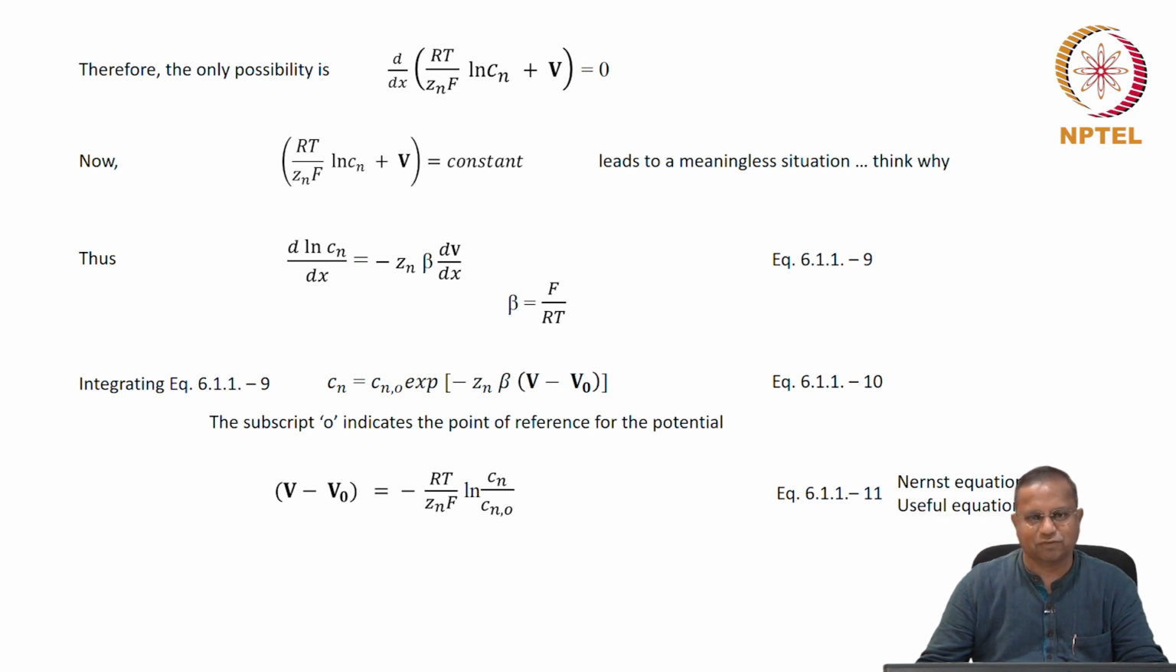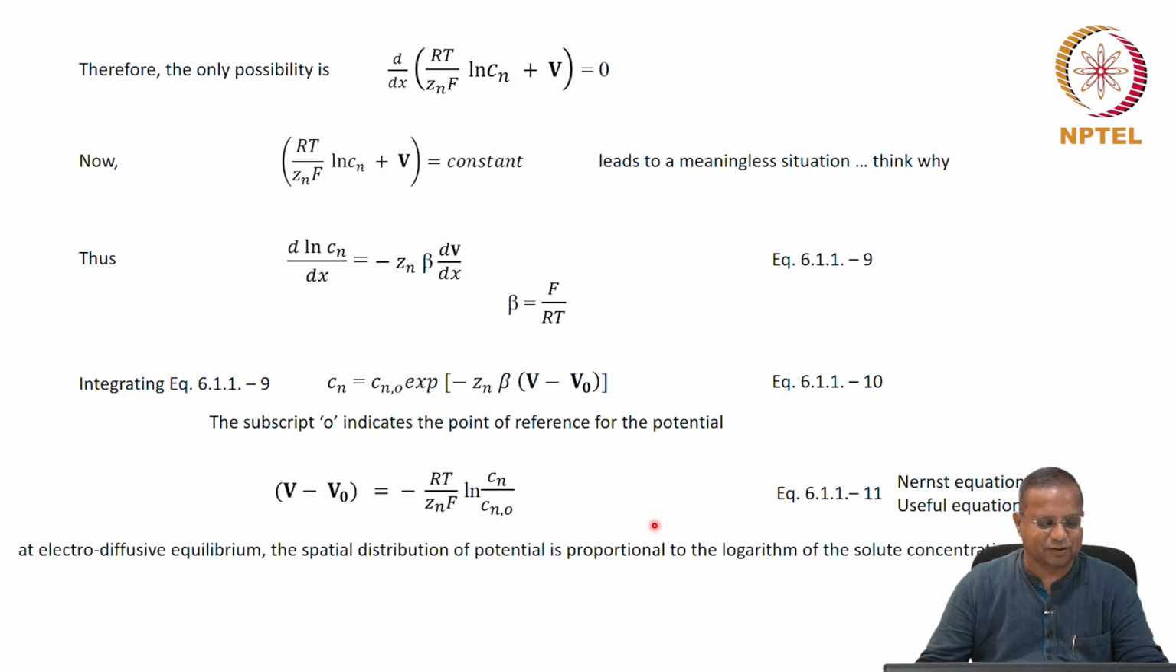This is a very useful equation. We are going to use it again and again. At electrodiffusive equilibrium, the spatial distribution of potential is proportional to the logarithm of the solute concentration. You know that ln A minus ln B is ln of A by B. Therefore, this is actually ln A minus ln B. This is essentially the meaning of the Nernst equation.